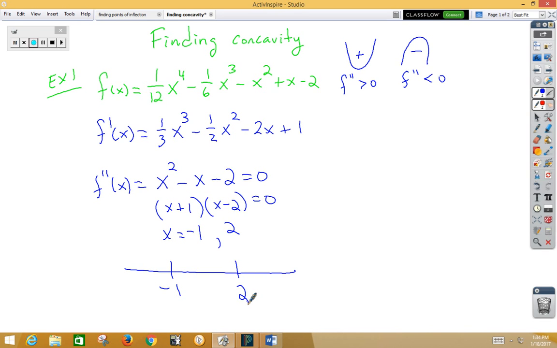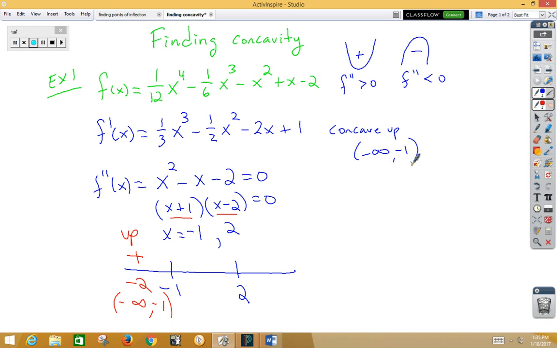And we'll learn later on that that's a point of inflection if there's a sign change. So now let's do a sign test. If we pick -2, which is to the left of -1, we would get a negative times a negative, which would be a positive, meaning we're concave up on the interval -infinity to -1. So we can go ahead and say concave up from -infinity to -1.